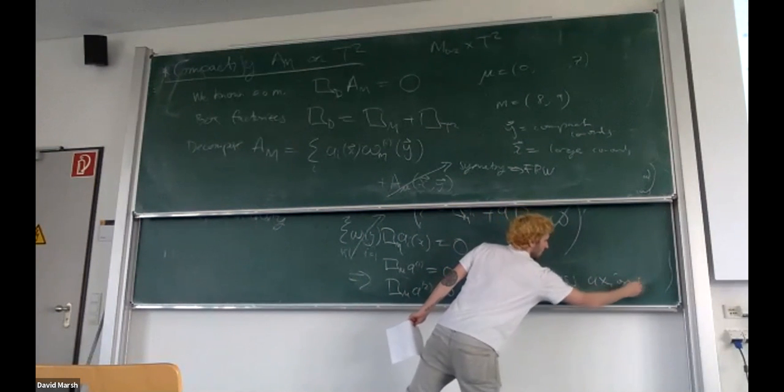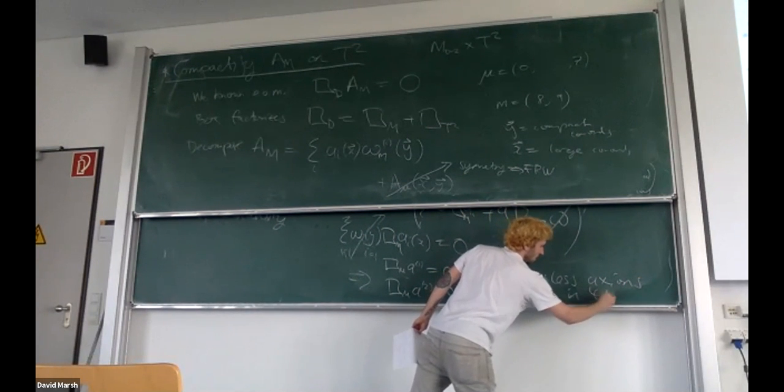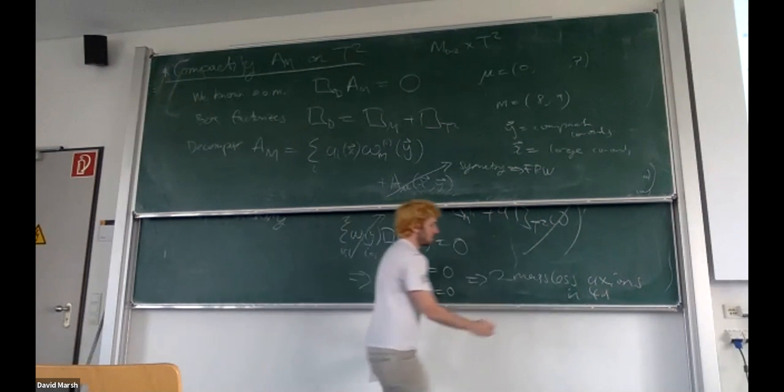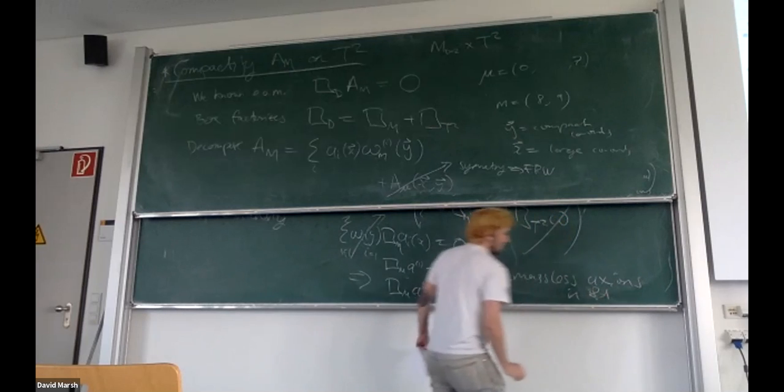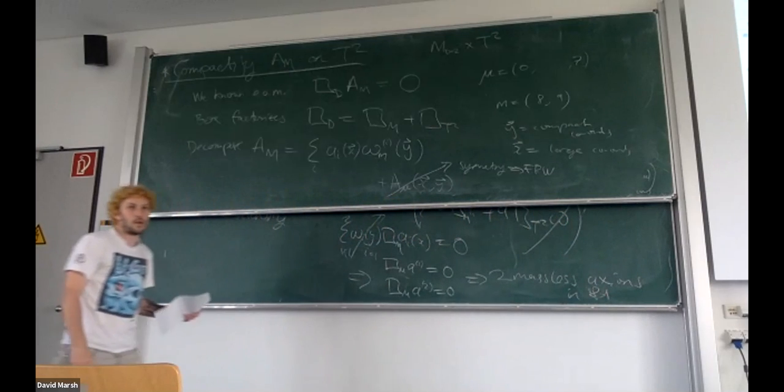So we get two massless axions in this example, or rather actually in this example, 8.